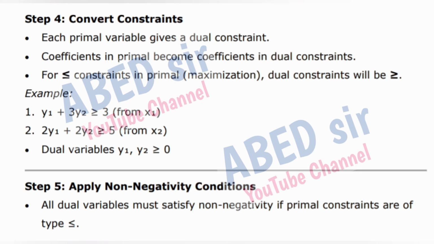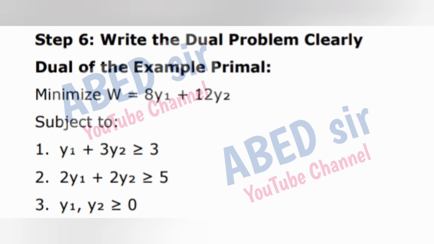Step 5. Apply non-negativity conditions. All dual variables must satisfy non-negativity if primal constraints are of type less than or equal to. Step 6. Write the dual problem clearly. Dual of the example primal. Minimize w is equal to 8y1 plus 12y2. Subject to 1. y1 plus 3y2 greater than or equal to 3. 2. 2y1 plus 2y2 greater than or equal to 5. 3. y1, y2 greater than or equal to 0.